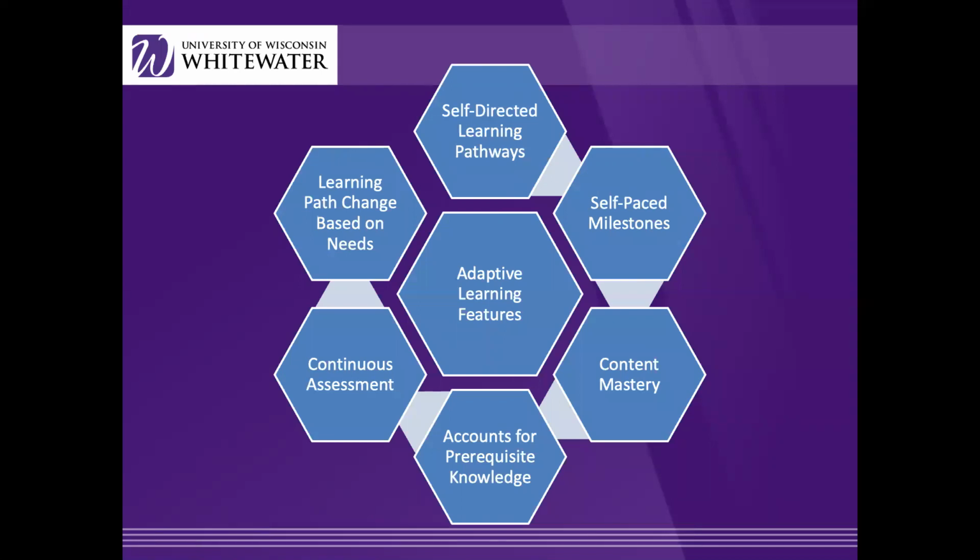And as the slide shows here, some of the main features of adaptive learning include self-directed learning pathways that have self-paced milestones that show content mastery in a way that accounts for prerequisite knowledge that a student may have, through continuous assessments where they have a learning path that can change based on their needs.